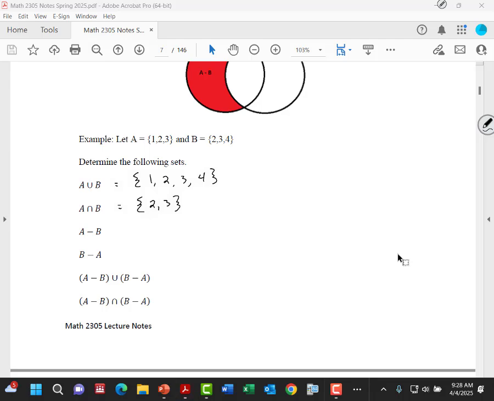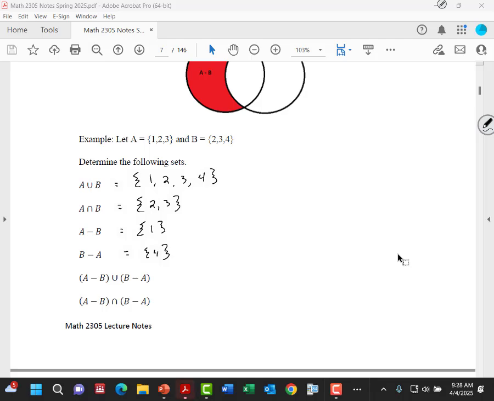A minus B, or the difference between A and B. So in essence, start with set A and then take out the elements that are also in B. That is simply a 1. What about B minus A? Well, B minus A, start with B, take out the elements that are in A, and I'm simply left with a 4.